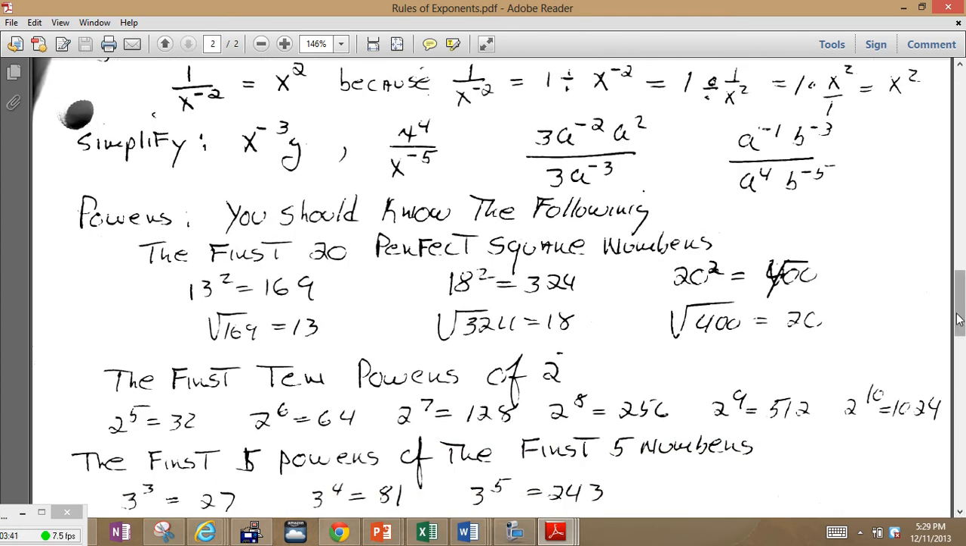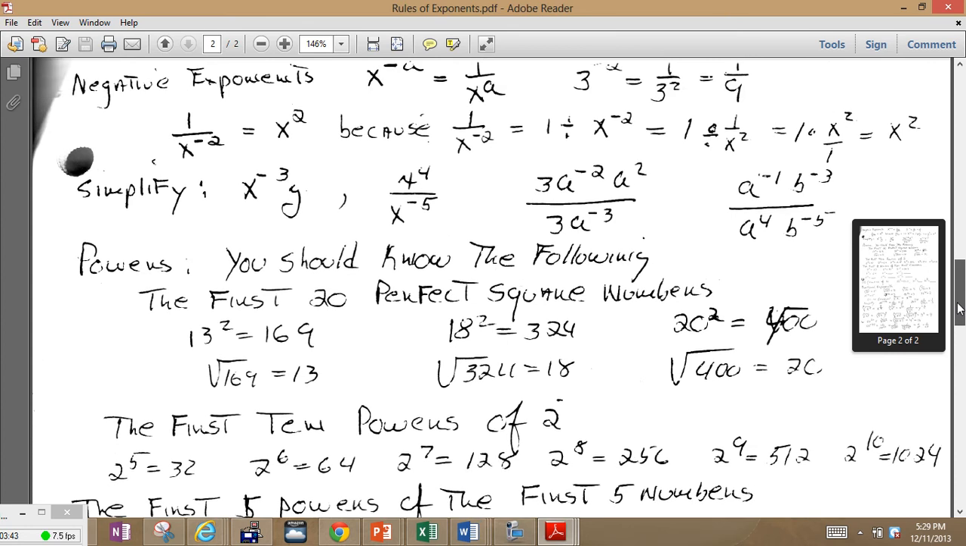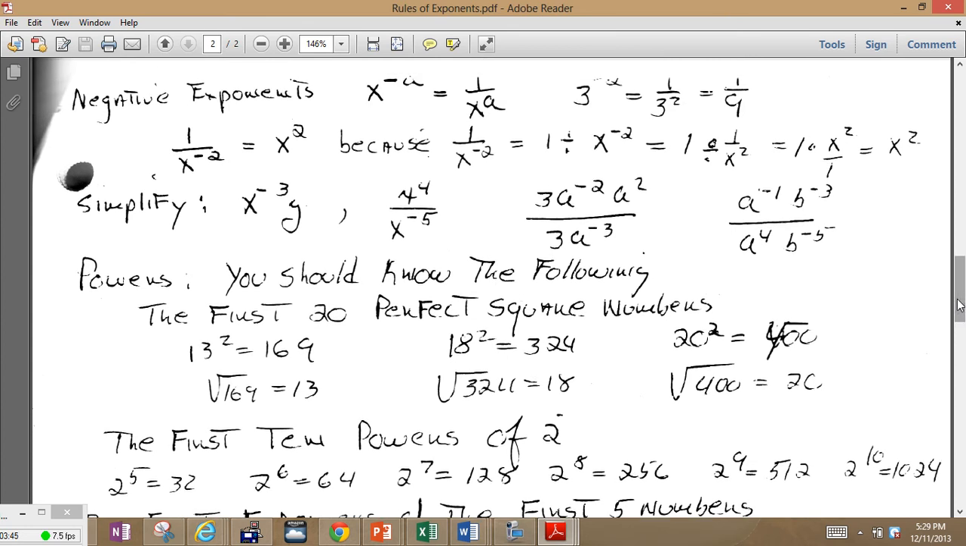So now let's look at some things a little bit more exciting in terms of exponents, okay? And develop some rules from there. Negative exponents, like we just said, x to the negative a is 1 over x to the positive a. So 3 to the negative second is 1 over 3 squared, or 1/9. 1 over x to the negative second is x to the second. You should be able to reason that out, okay?